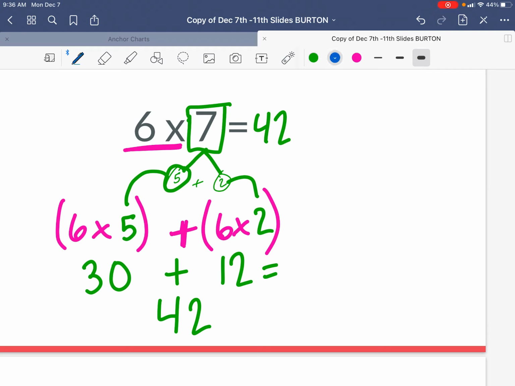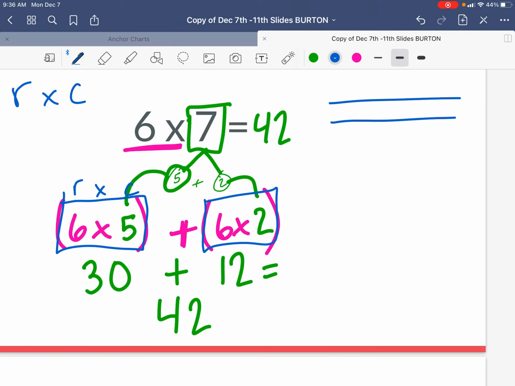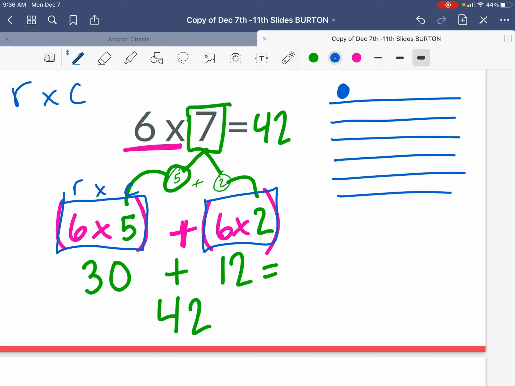All right. So here we have a 6 times 5 and a 6 times 2. So 6 rows times columns. Remember, it's rows times columns. So 6 rows times 5 columns. Let's draw that first. 6 rows, 1, 2, 3, 4, 5, 6. And then 5 columns. So I'm going to leave space for like an imaginary dot. So you're going to imagine that a dot is going to go there. All right, so I'm going to leave some space.